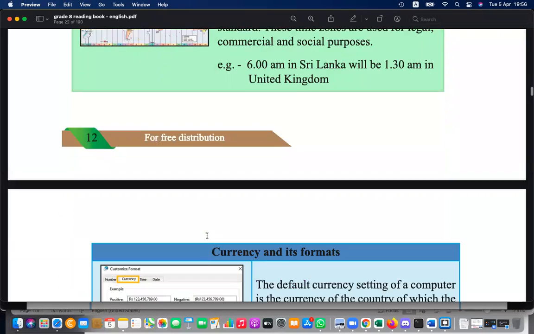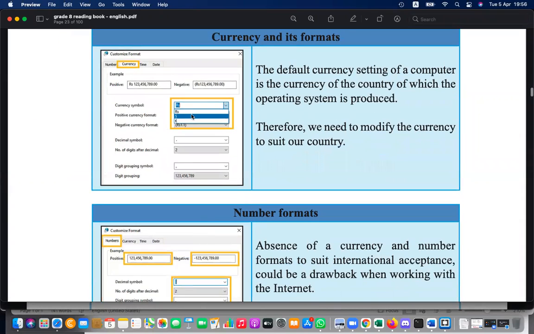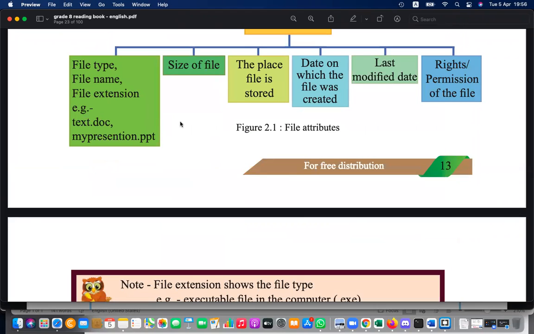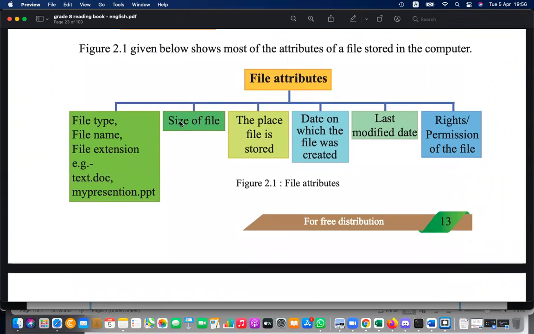We learned how to change the currency symbol, like the rupees symbol. I hope you can remember how we did that. You can just go to the video and watch that again in case you missed it. These are practical things.